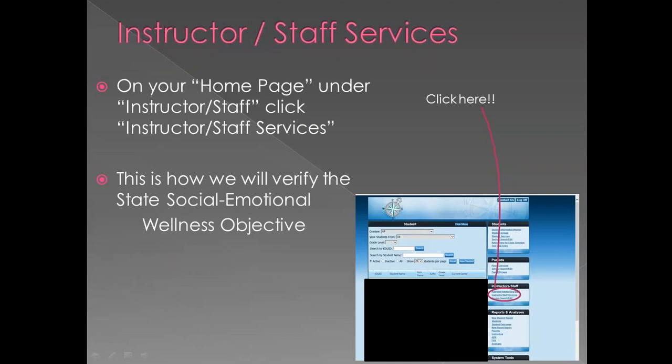So to add the services, on your home page under instructor staff, you click instructor staff services. And so these services is how we're going to verify the state social emotional wellness objective. So at the end of the year for your APR, your annual performance report, we will pull this report for your individual program and verify that if you served the professional development, you had those staff members attend and so forth. And I'll show you how those reports look in just a minute.